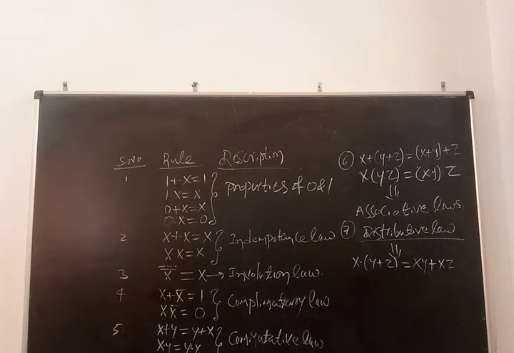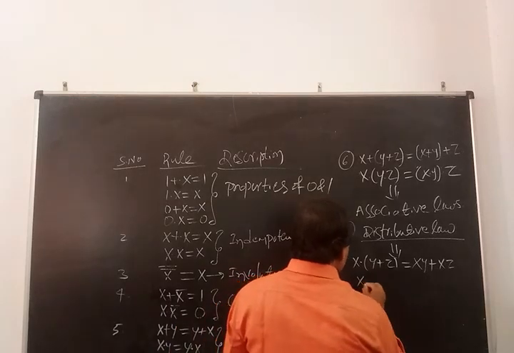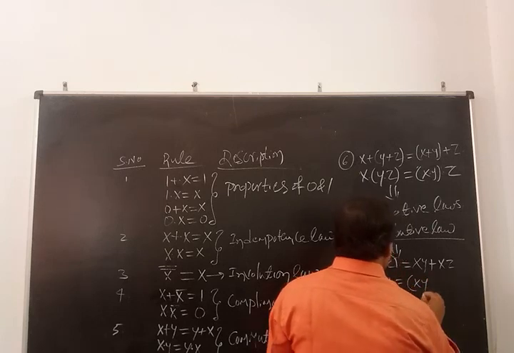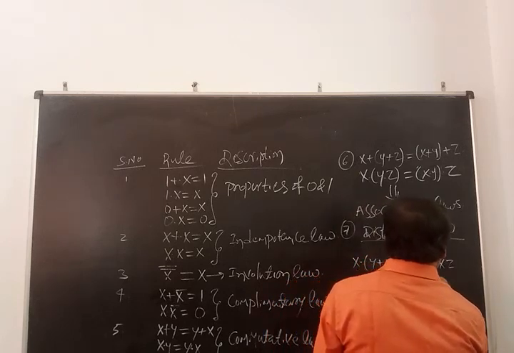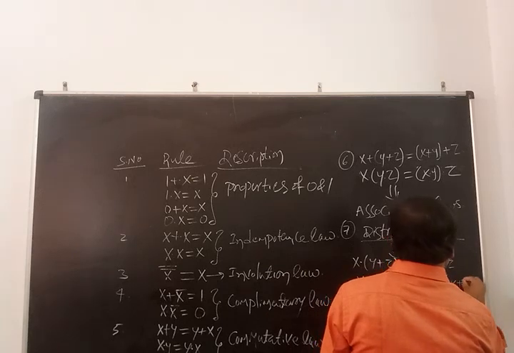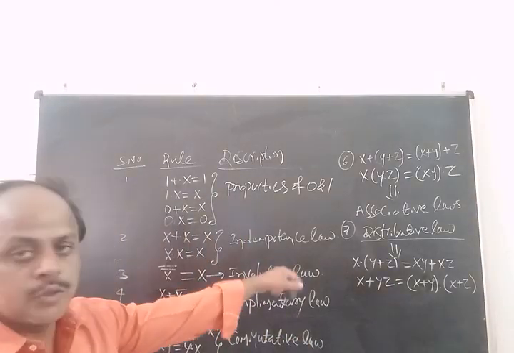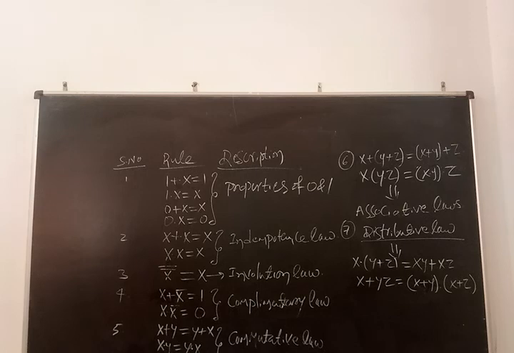In the distributive law only, second one, x plus yz can be written as x plus y into x plus z. See here, distributive law. In the distributive law we have two types. First one is x into bracket of y plus z is equal to x into y plus x into z. Second one, x plus yz can be written as x plus y into x plus z.